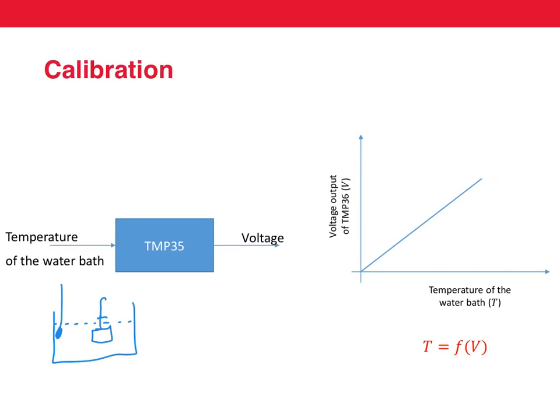And as we do that, we can plot a graph like this. On the x-axis, we have the temperature of the water bath, and on the y-axis, we have the voltage output of TMP35 or TMP36. And from this graph, in this case, we've got a straight line, so it becomes much easier. We can get the relationship. And this process that we are doing to figure out the relationship between the output and the input is what we call calibration.